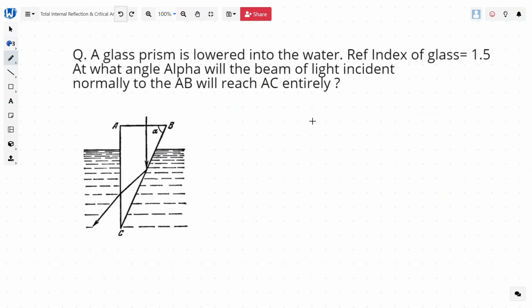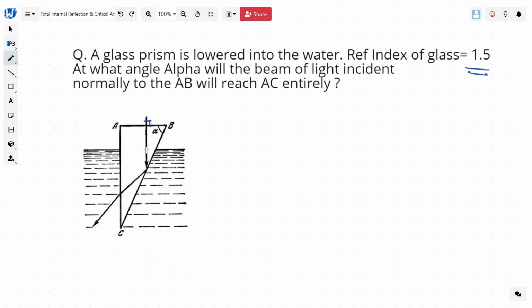And let's go to our next problem. It says that a glass prism is lowered into water. This is a prism which is lowered into the water. The refractive index of the glass is given 1.5. At what angle alpha, this alpha, will the beam of light incident normally to the AB, so the ray of light is coming like this, reach AC entirely.